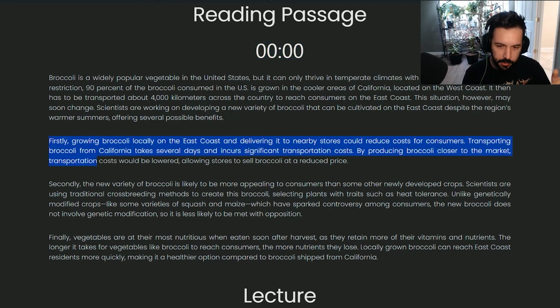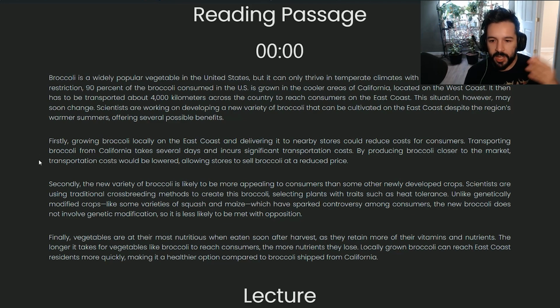So, as you are taking notes, this should be okay. Problem, broccoli. Solution, new type of broccoli. And advantage one of the new type of broccoli. Growing broccoli locally on the East Coast and delivering it to nearby stores could reduce costs for consumers. The title of paragraph one, or the topic of paragraph one, cost. Personally, I would just put a dollar sign for myself. Transporting broccoli from California takes several days and incurs significant transportation costs. By producing broccoli closer to the market, transportation costs would be lowered, allowing stores to sell broccoli at a reduced price.